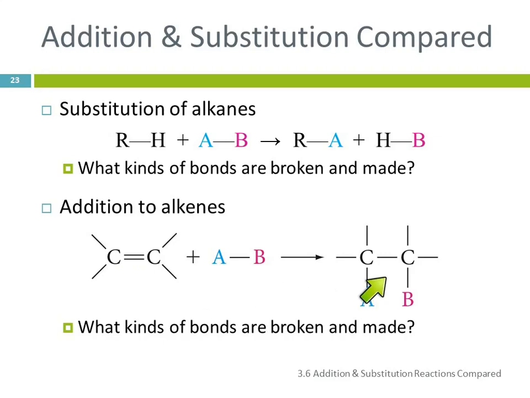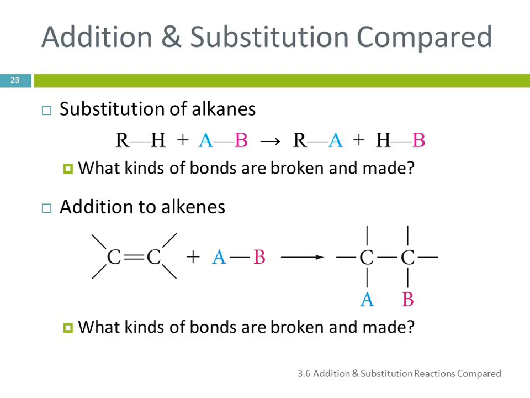What bond is missing looking at this? A sigma bond or a pi bond? Pi bond. This molecule with the double bond, that double bond is one sigma and one pi. The pi bond now is gone, and in its place are two new sigma bonds. We broke this sigma bond and that pi bond, and then we made two new sigma bonds.